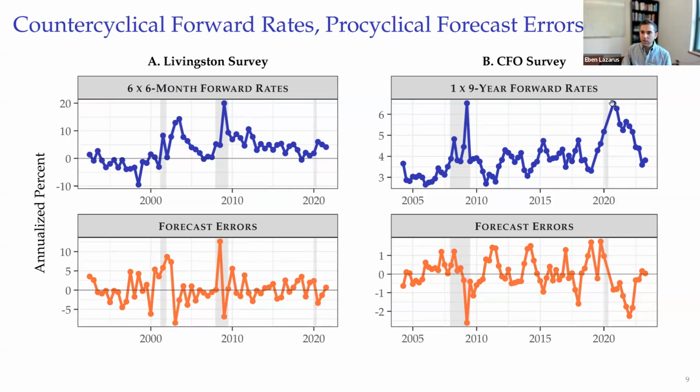You can see that a bit more clearly for the CFO survey. Forward rates spike after the 2008 crash. Future spot rates increase, but not by nearly as much as predicted. And that means there's a meaningful forecast error on the downside. Same thing happens when things spike in 2020.